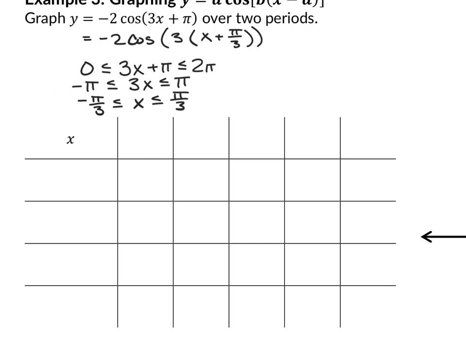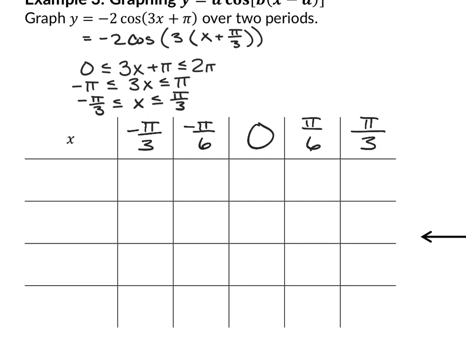So this would start at negative pi over 3 and end at pi over 3. Again, this is just one period and we will graph 2, but we just have to repeat the numbers. Halfway in between negative pi over 3 and pi over 3 is 0. Halfway in between negative pi over 3 and 0 is negative pi over 6, and thus positive pi over 6.